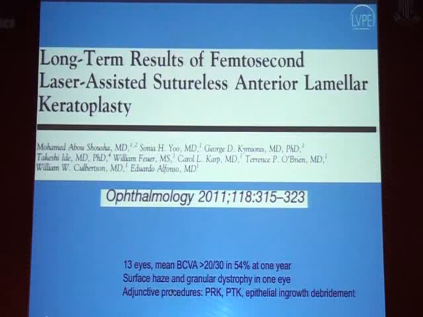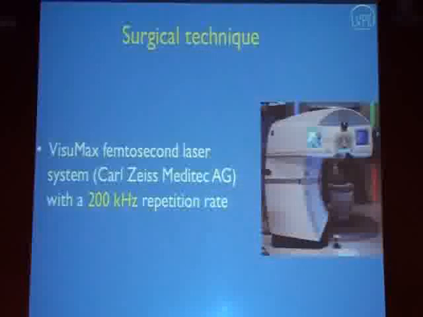They did have surface haze, and there was recurrence of granular dystrophy in one eye each. And what they did was several adjunctive procedures in order to improve the visual acuity. So this best corrected visual acuity was without any adjunctive procedure. And when they did either PRK or PTK, and dealt with a few other complications like epithelial ingrowth, they could improve the visual acuity to 80% or better in the entire cohort at the end of 1 year. So this is pretty encouraging visual results in the case of FAL, or femtosecond laser-assisted sutureless anterior lamellar keratoplasty.